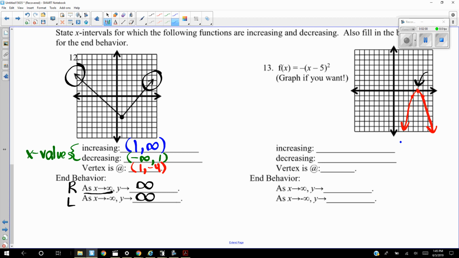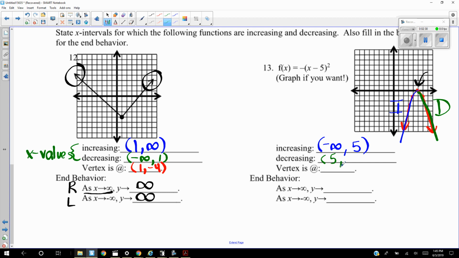So from left to right, we're coming from the left, and we stop increasing right there at that point. So the leftmost x value is negative infinity, since it's coming from the left forever. And then it stops increasing at that point right there, and that x coordinate is 5. And then from there, it starts to go down. So that next section is our decreasing section.